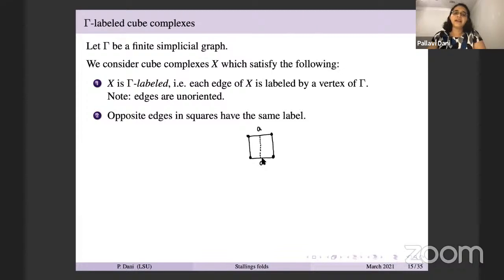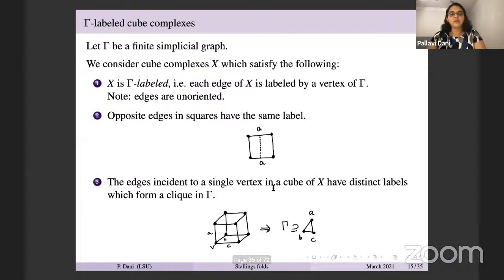That's because, again, we're working with right-angled Coxeter groups, so all of the relations are these commuting relations, which if you write down a commuting relation as a disk with a boundary label with that relation, it looks like a square. And so opposite sides of that square would have to have the same label.